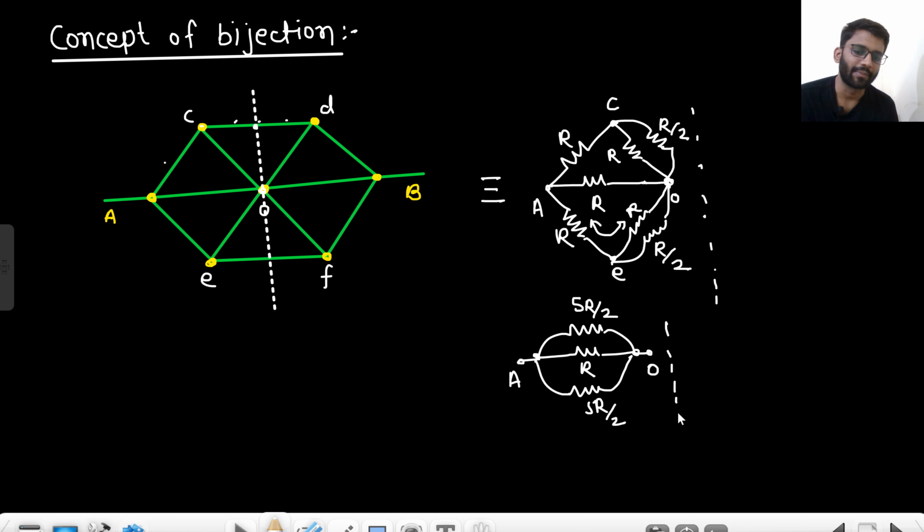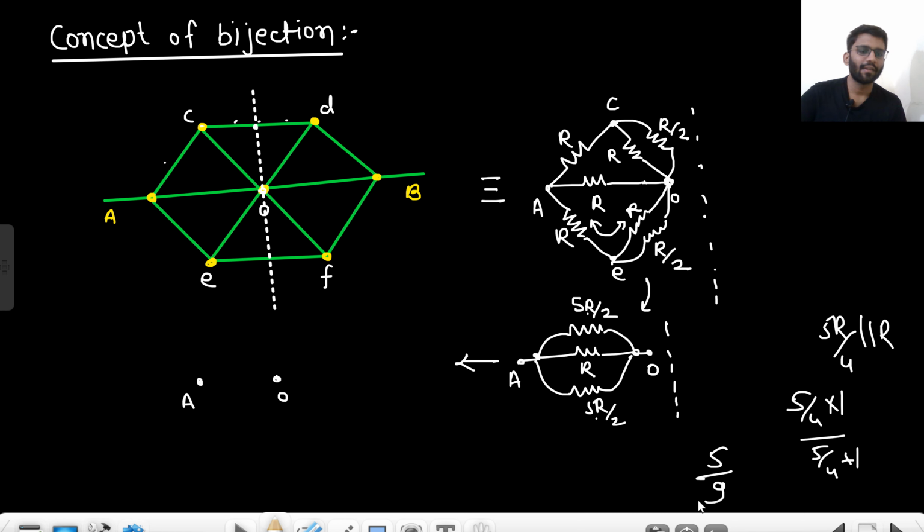Okay, and the same thing is happening this side. From here to here we come. Now we will go to this side. Now between A and O, tell me the equivalent resistance between A and O. This 5R by 2 and 5R by 2 will give me 5R by 4 parallel with R. So it will be 5 by 4 into 1 upon 5 by 4 plus 1. So it will be 5 by 9.